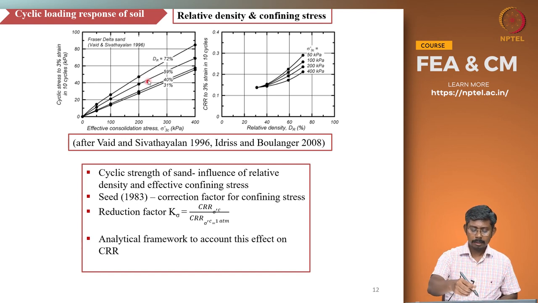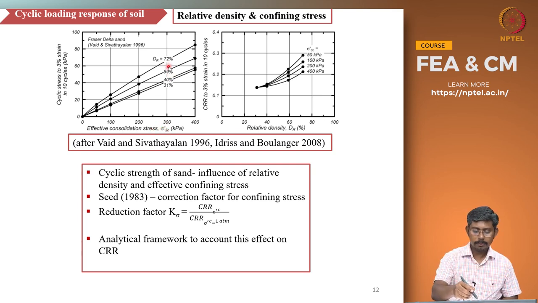So here it is seen that the variation of cyclic shear stress ratio, CRR. Here 10 cycles is considered. As I mentioned earlier, it depends upon the stress level that we choose. Here CRR is defined as the number of uniform loading cycles required to cause 3% shear strain, that is inferred as liquefaction in 10 number of loading cycles. On the other hand, it is plotted against the consolidation stress.